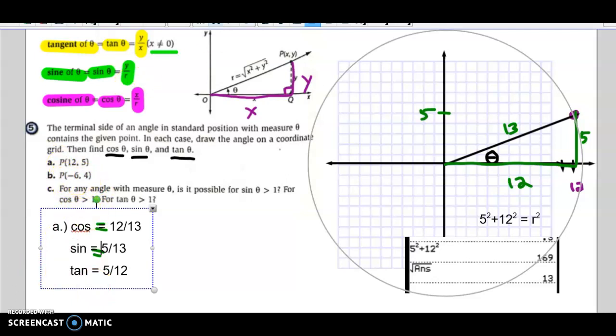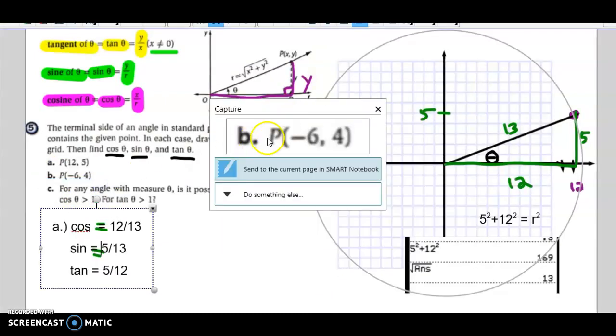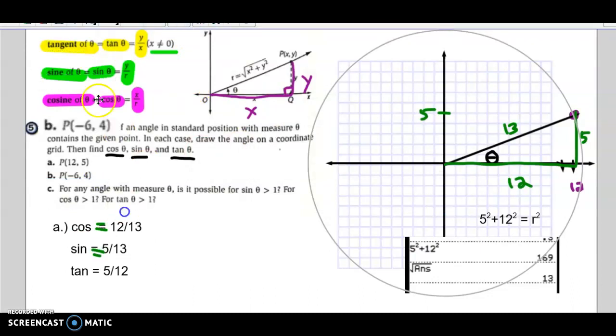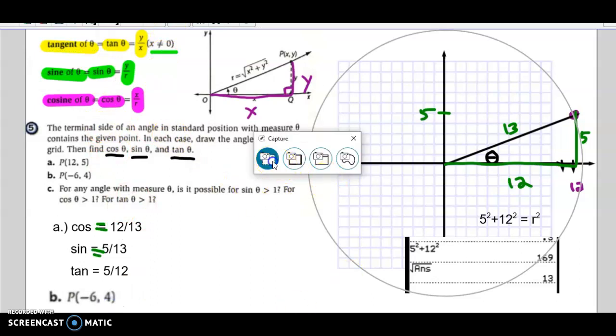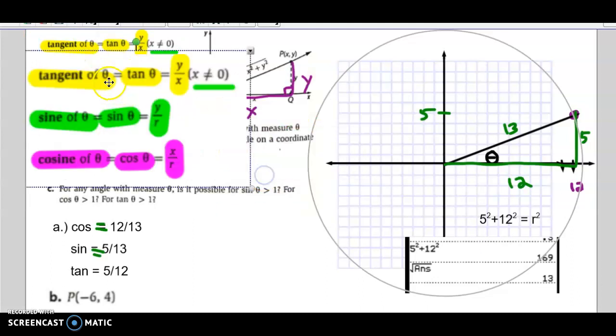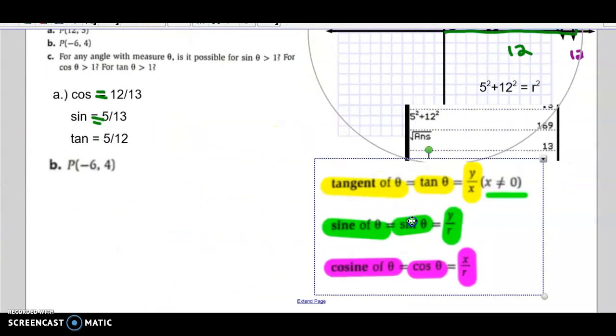So B, let's do this. Let's take a little picture, send it to our page, and I also want to have a picture of this just to keep it handy. That's our other thing, okay? All right, and let's scroll on down. And here we have the tangent and that and that.